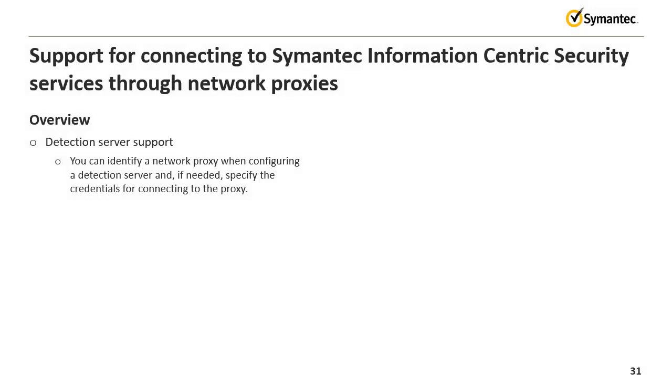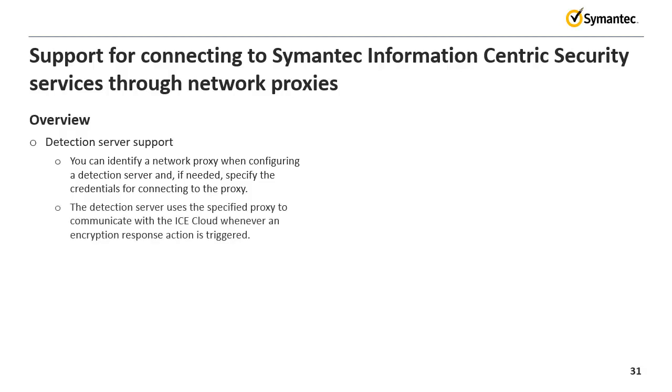Symantec DLP 15.5 now supports using network proxies to connect detection servers and endpoint agents to Symantec information-centric security services that are integrated with DLP. On the detection server side, you can now identify a network proxy when configuring a detection server and, if needed, specify the credentials for connecting to the proxy. The detection server uses the specified proxy to communicate with the ICE cloud whenever an encryption response action is triggered.